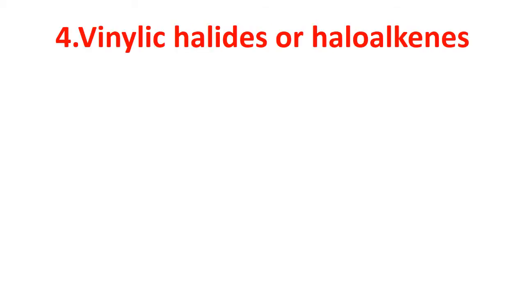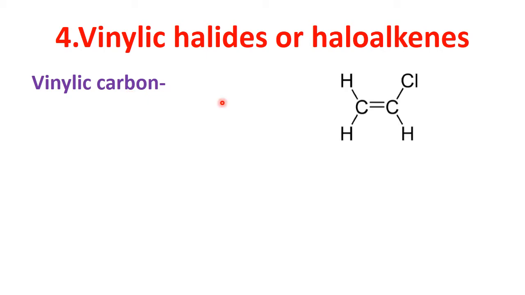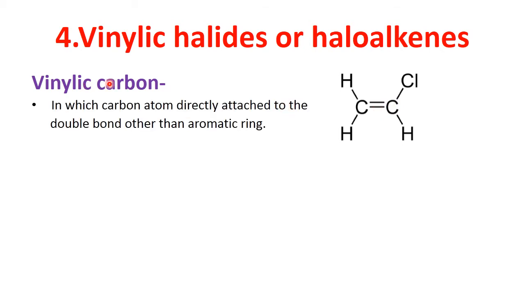The fourth type of monohalogen derivative is vinylic halide, also called haloalkenes. We know what is meant by haloalkenes: the replacement of a hydrogen atom of an alkene by a halogen atom is called haloalkenes. First we will see what is meant by vinylic carbon. Vinylic carbon means a carbon atom directly attached to a double bond, other than an aromatic ring, and therefore it is called vinylic carbon. To this vinylic carbon atom, the halogen atom is directly bonded.